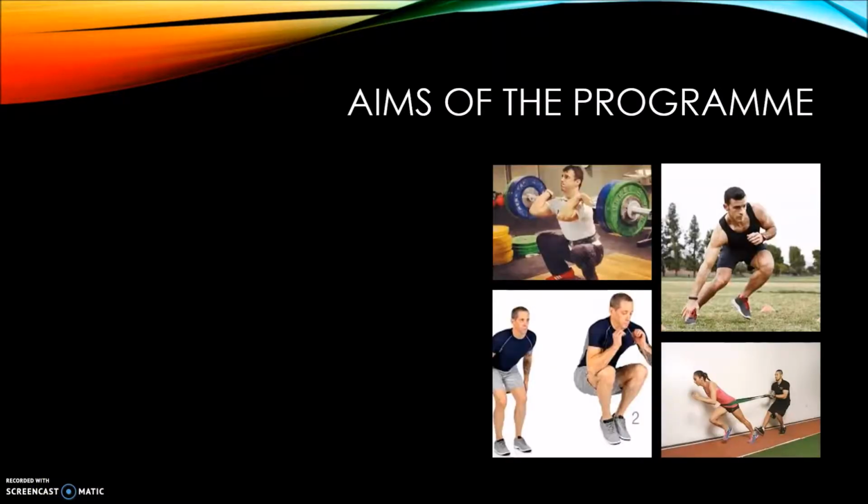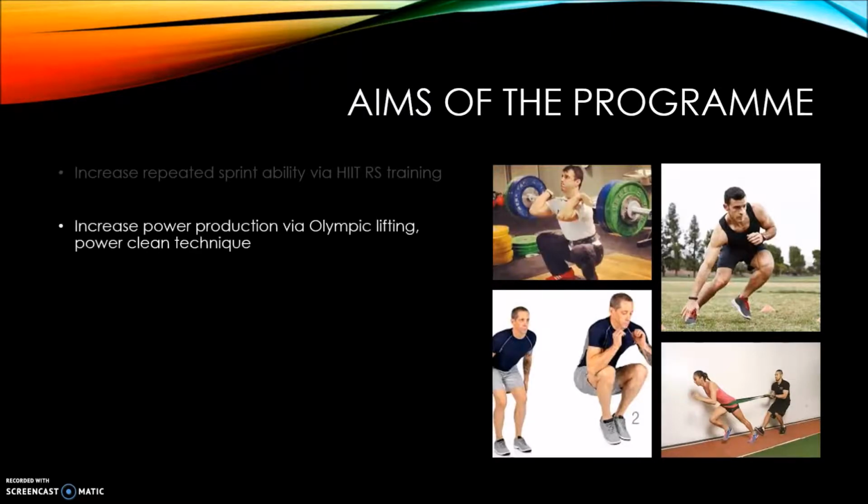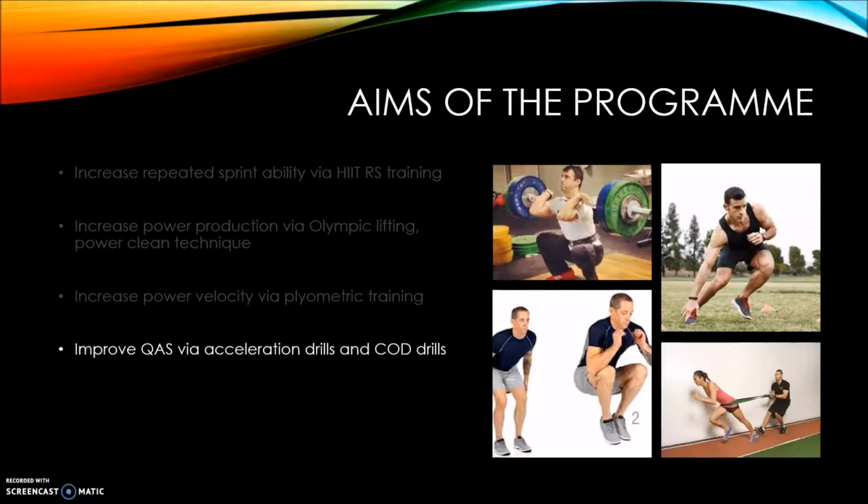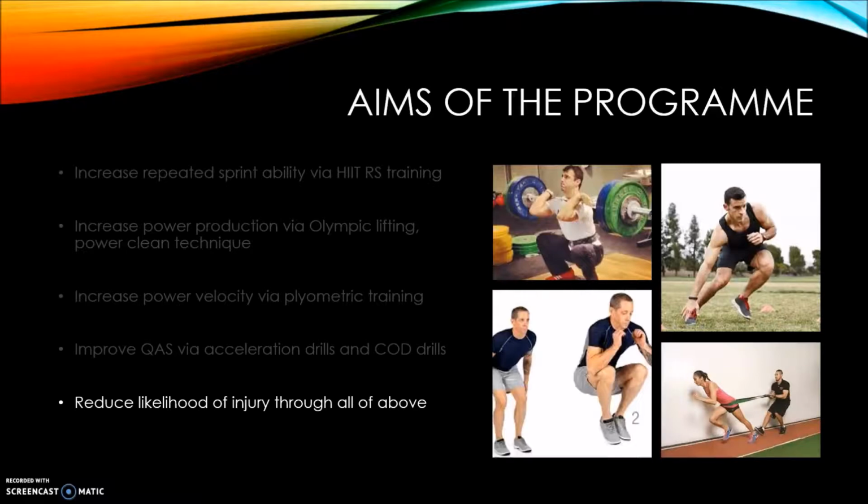Keeping the demands of the sport in mind and referring back to the needs analysis for football, a program has been designed to increase repeated sprint ability through high-intensity interval training, to attempt to increase power production through the power clean technique, which is an Olympic lift. We'll be using plyometrics to increase the power velocity, and to improve quickness, agility and speed, we'll be using some acceleration drills and change of direction drills and incorporating some agility into those as well. Also, it's important, we're going to attempt to reduce the likelihood of future injuries through all of the above.